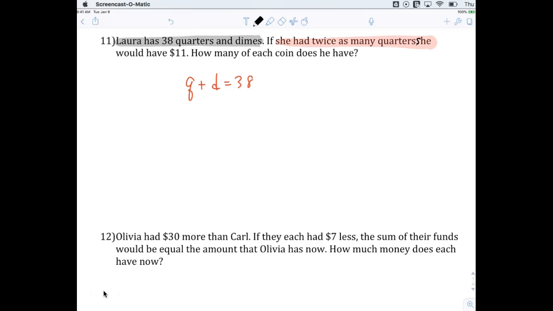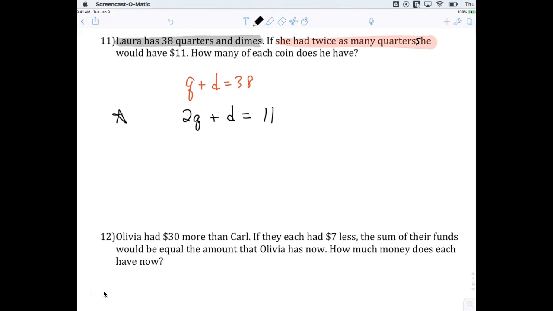Okay, thank you. So now I would have to write what equation? Someone give me a shot at this. Go ahead. Good, Will. 2Q equals 11. Tell me what you're thinking. Okay, 2Q plus D equals 11 is part of the answer.